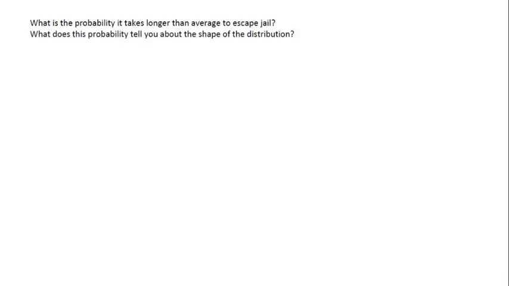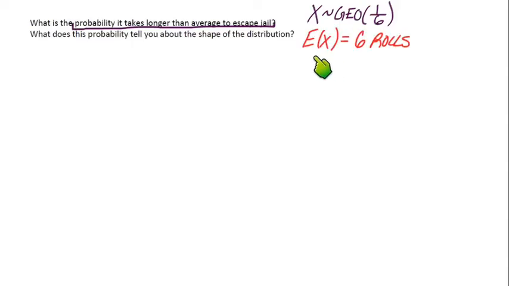Okay, so the final part of these notes starts out by asking, what's the probability it takes longer than average to escape jail? And then what exactly does that probability tell you about the shape of the distribution? So how long it takes you to escape jail, or how long it takes you to roll doubles, that's our random variable x. So we say x follows a geometric distribution with probability of success 1/6. Okay, we already knew that, and we just calculated the average number of rolls to be 6 rolls. So the expected value of x, or the mean of x, you could say, is 6 rolls. So let's calculate the probability and see what that tells us about the shape of the distribution.